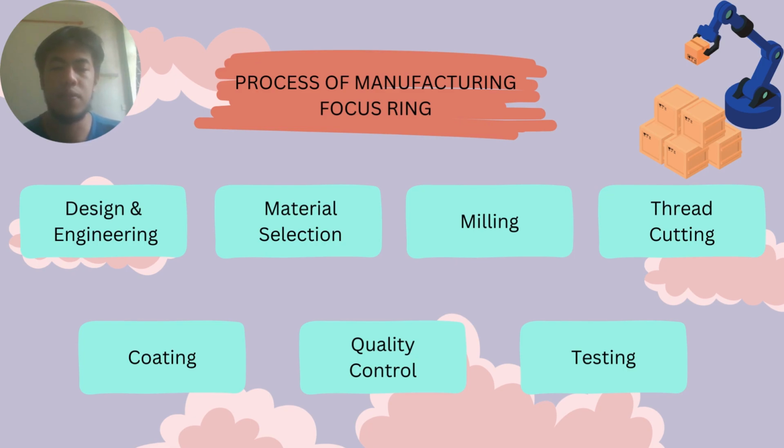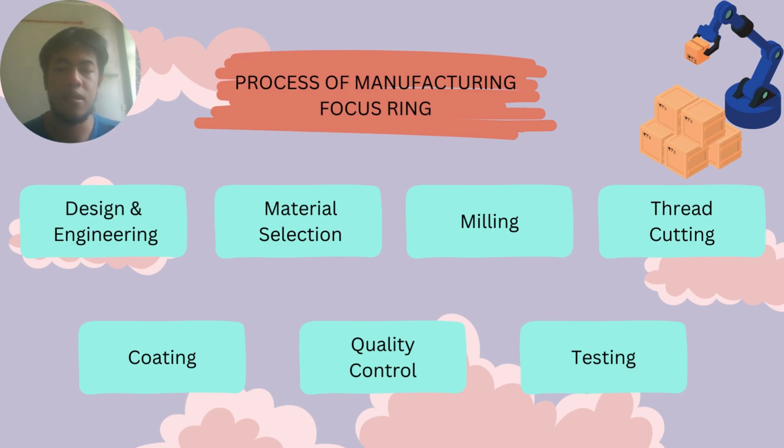For the process of manufacturing a focus ring, first is design and engineering. Define the specification for the focus ring, considering dimensions, material, and ergonomic factors. Second is material selection. Choose a suitable material based on the desired properties such as durability, corrosion, and weight. Next is milling.